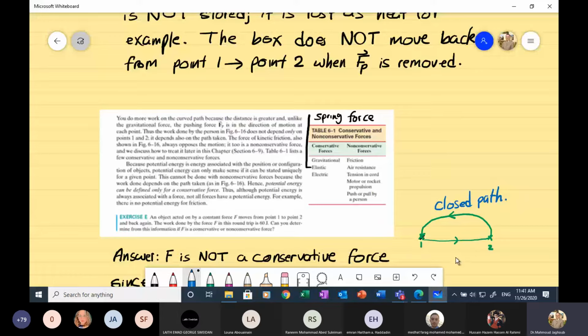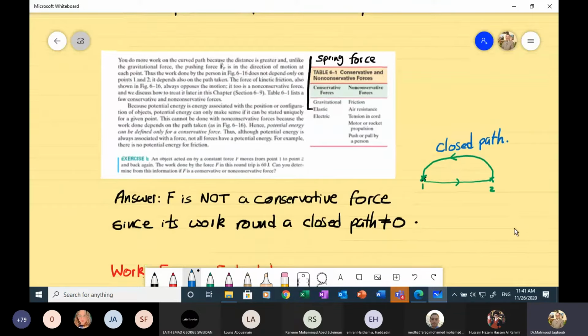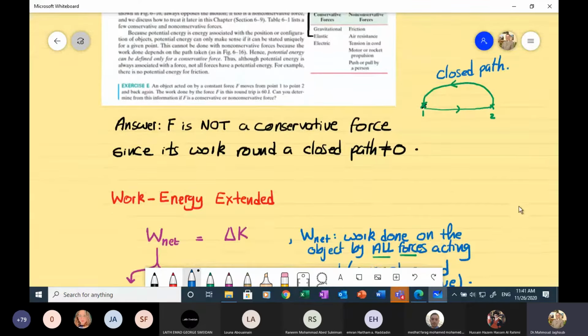The work done around a closed loop equals 60 joules. It does not equal 0. And since it is equal to 60 joules, that force cannot be a conservative force. If it were a conservative force, the work done in moving from 1 to 2 and then back to 1 should be 0. So immediately you know that this force is not a conservative force. Okay?